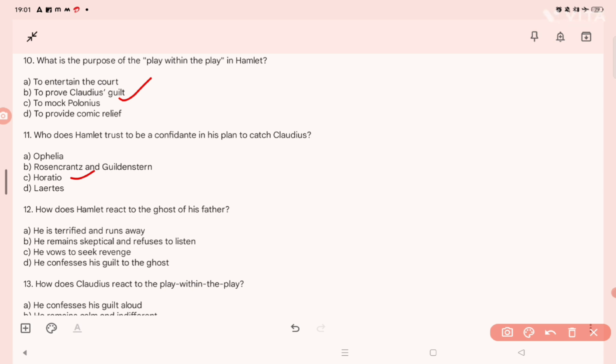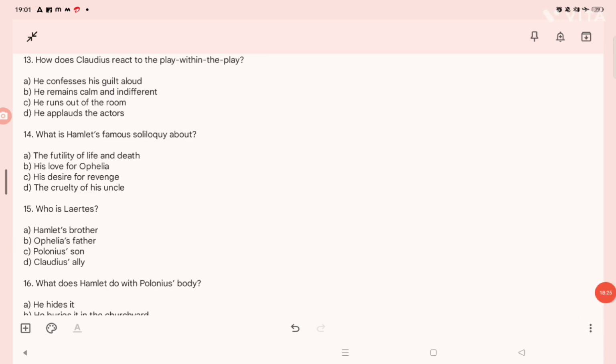How does Hamlet react to the ghost of his father? He vows to seek revenge. How does Claudius react to the play within the play? He runs out of the room. Option C. What is Hamlet's famous soliloquy about? The futility of life and death.